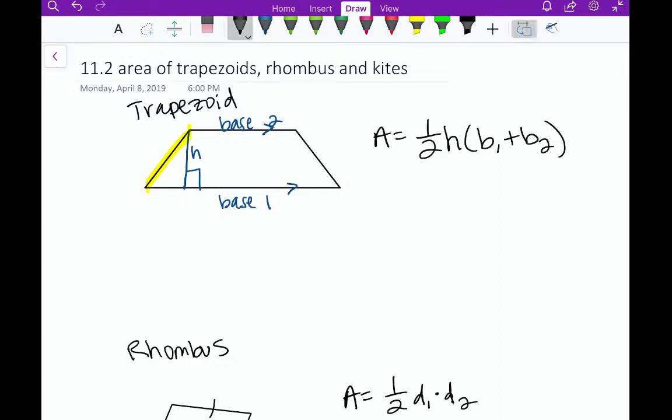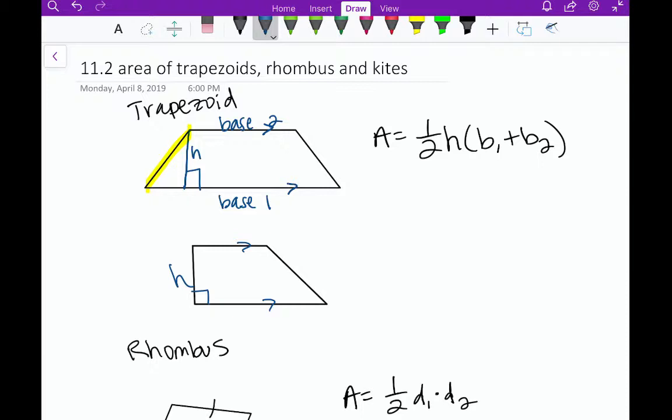Also want to remind you that a trapezoid could look something like this. Again, because these sides are parallel, those would be the bases. But if this is a right angle, then this would be the height. So the height has to be at a right angle to one of the bases.